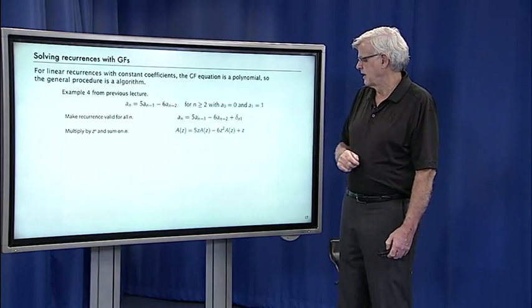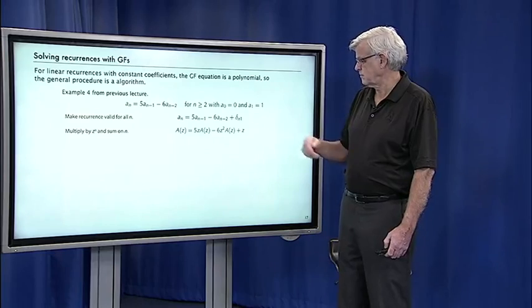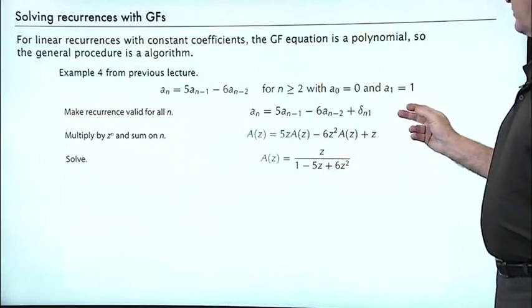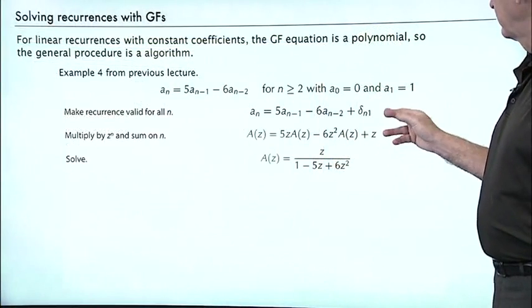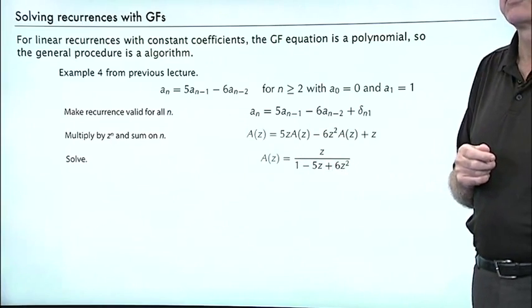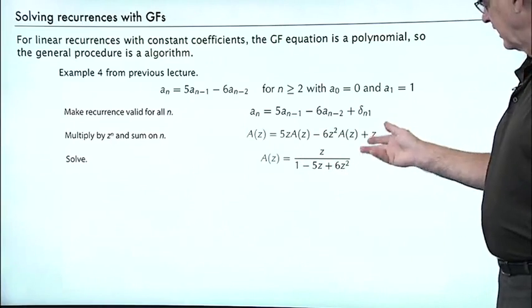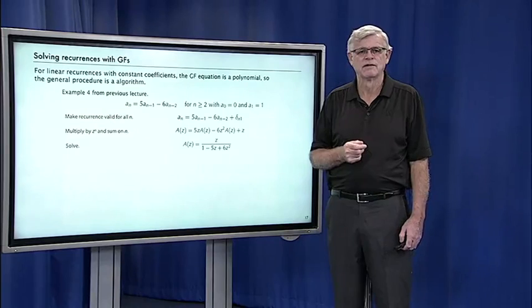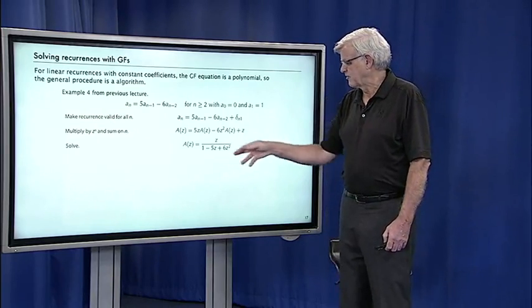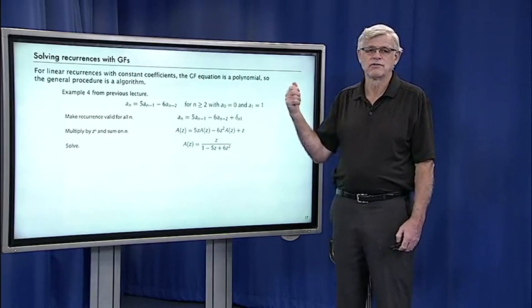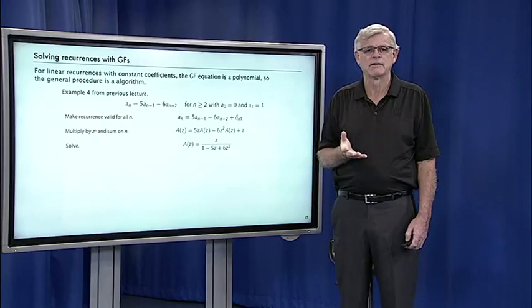And that's an easy equation to solve with some algebra. That is, A(z) is just z over 1 minus 5z plus 6z squared. That's, again, an equation that the generating function has to satisfy. That's a generating function. Now we want to extract coefficients because our goal is to find an expression for a_n.